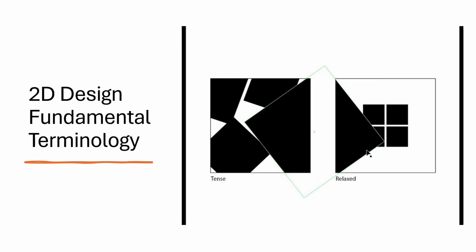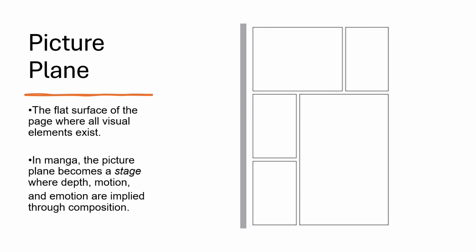Before we start that, I want to just go over some basic terminology in 2D design, some fundamentals. So we'll start with picture plane. Picture plane is the flat surface of the page where all visual elements exist. In comics and manga, each one of your panels is its own picture plane. So when we're thinking about composition, not only are we thinking about the page overall, but we're also thinking about the compositions in each one of the panels and how they look together.